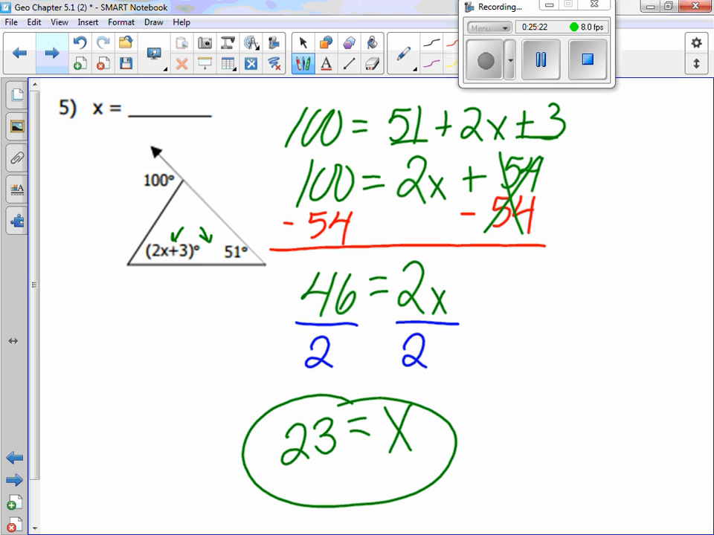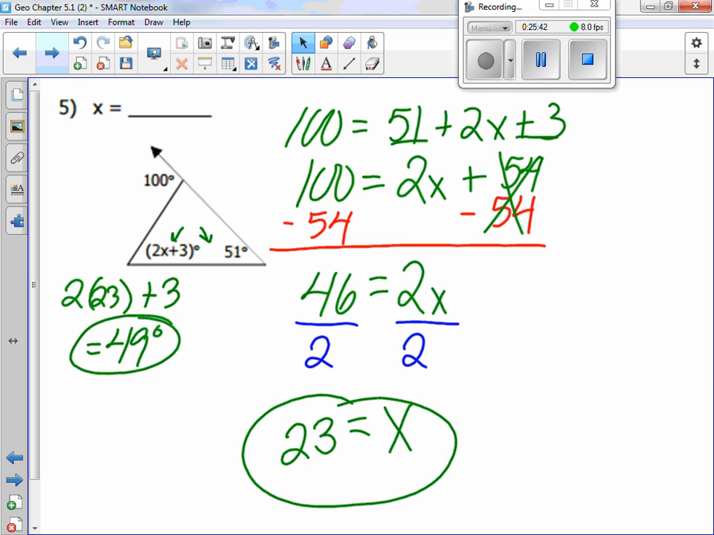And again, if we wanted to find the acute angles or the missing angles, we can plug it back in. And we could do 2 times 23 plus 3. Well, 2 times 23 is 46, plus 3 would give us 49 degrees. Any questions on this here? Any questions on anything we've done so far?